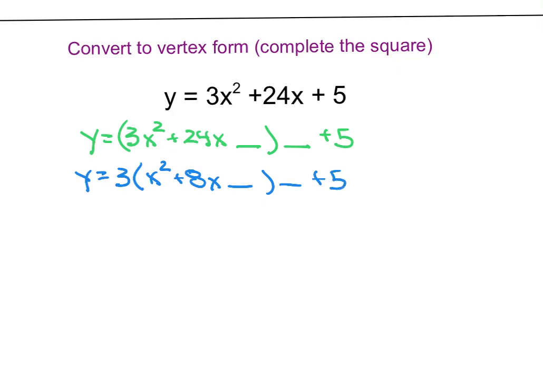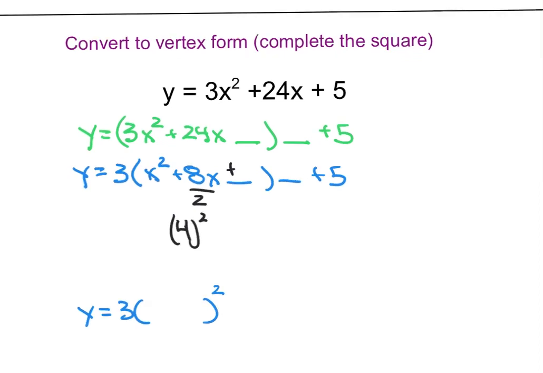And now I'm ready to start moving it to vertex form. I already got quite a bit of the vertex form ready, a 3 out front, parentheses with a blank. Now let's go ahead, divide that b value, divide by 2. 8 divided by 2 is 4. Square it, I get a positive 16. Now I want to be careful here because remember, I'm not balancing with a negative 16. I'm actually balancing with a 16 times 3, which is our 48. So if I've got a positive 48, I have to balance with a negative 48.